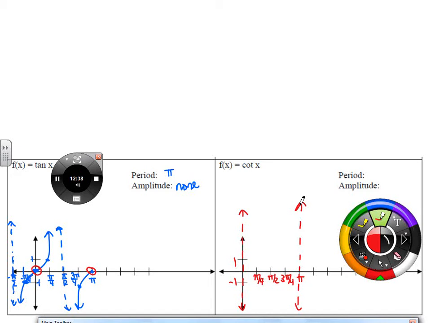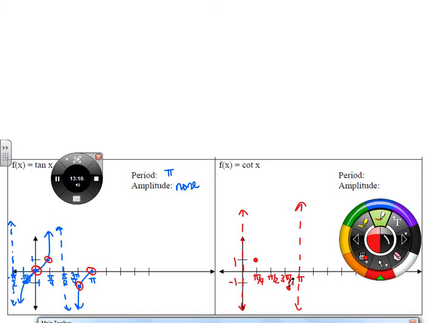Now, this point right here that was at 1, its reciprocal is still 1. So at pi over 4, I still expect this point at positive 1. At 3 pi over 4, there was a point at negative 1, and the reciprocal of negative 1 is still negative 1. So at 3 pi over 4, I expect this point at negative 1. Then the question is, what's happening at pi over 2? So on our original tangent graph, what happens at pi over 2?